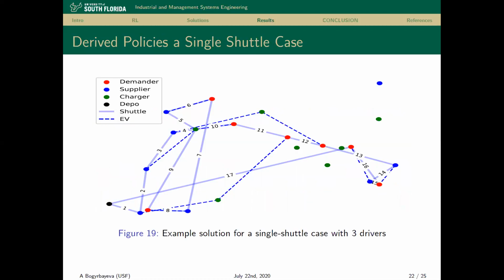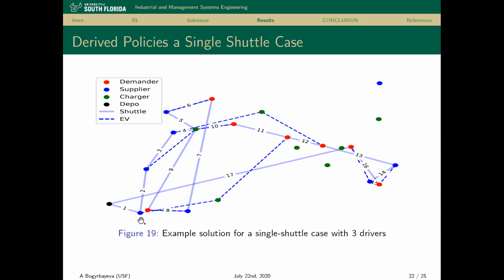Now let's look at what we have generated, what our policy is. This is exactly the same network that we showed at the beginning of the presentation, if you remember. We are in the single shuttle case, we have 3 drivers here, and we started our journey from the depot. These numbers represent the order of visiting the nodes. First I visited this node, that's why its link number is 1. Second, I visited this node, this link number is 2, and so on.